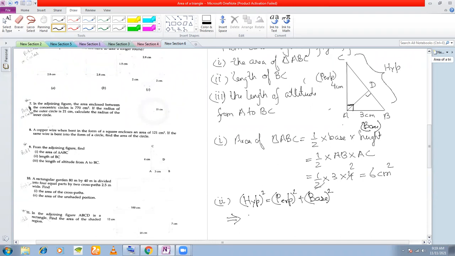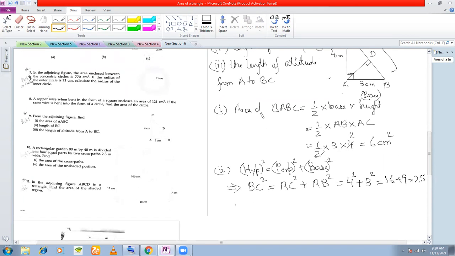That means which one is the hypotenuse here? BC. So BC square, perpendicular I have taken as AC, AC square plus AB square. Right? So that means BC square. So AC square, if you see the length here is 4, and AB square, the length here is 3, which is equal to 16 plus 9, which is equal to 25.